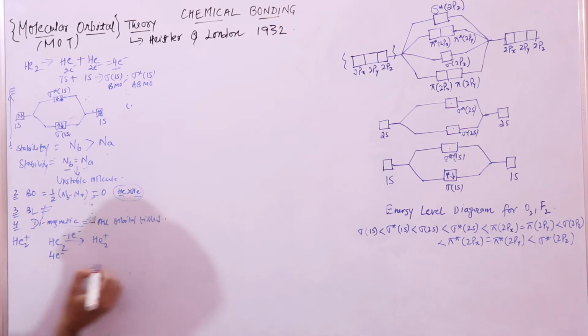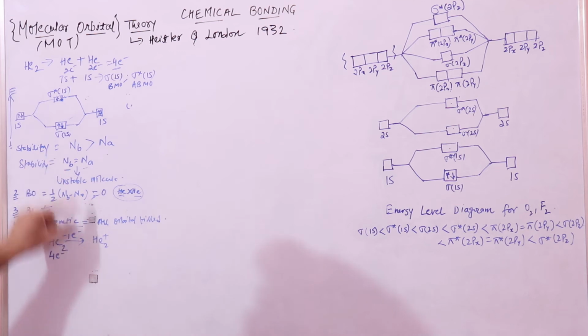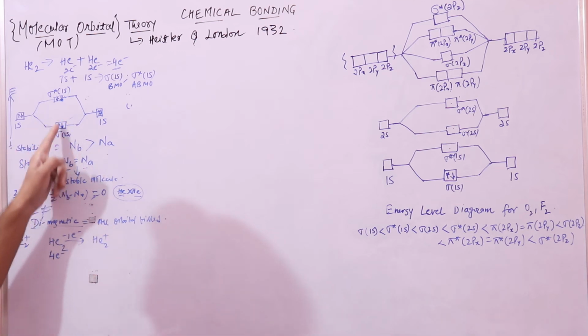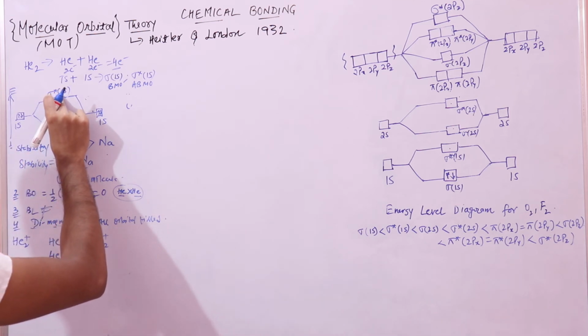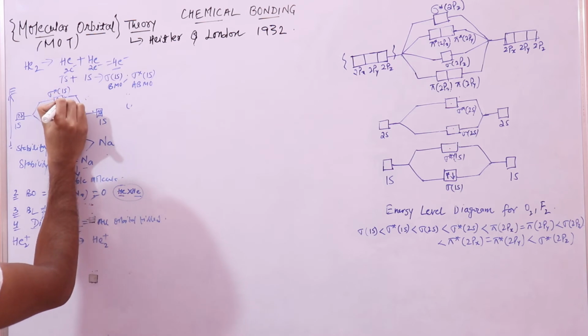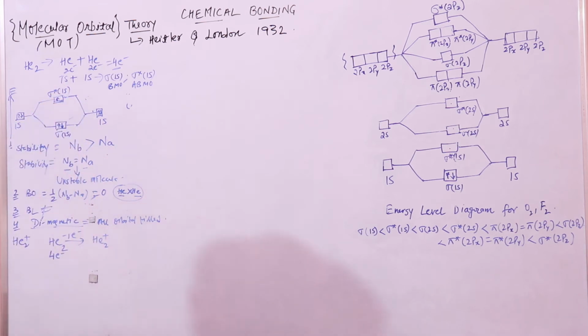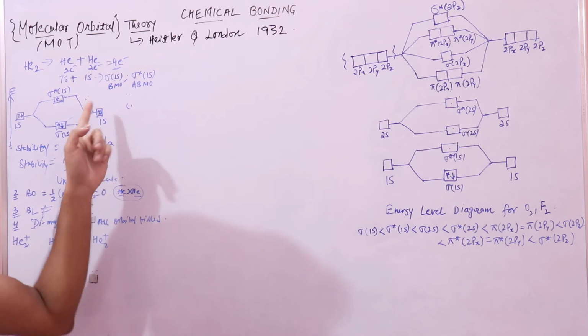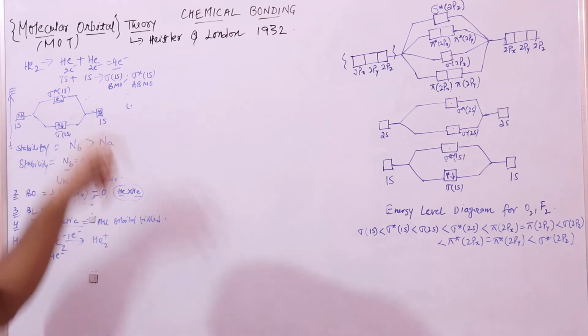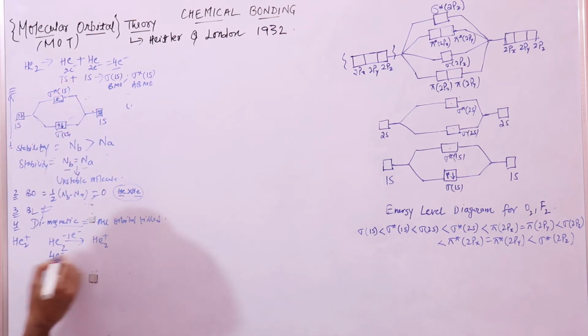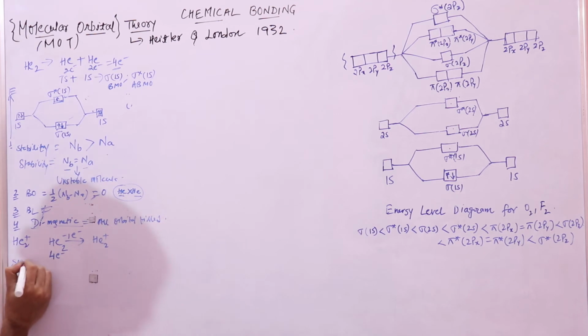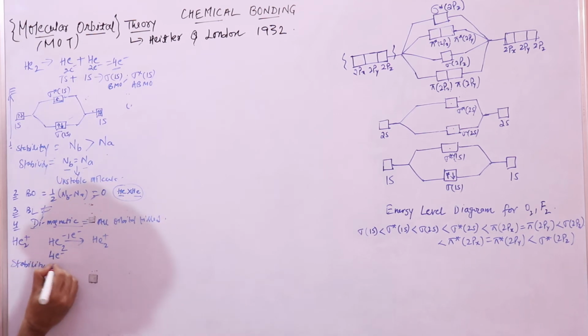Stability. What about its stability? If you draw the energy level diagram, 2 electrons you will fill up here. Now here you have 1 electron in the anti-bonding molecular orbital. Because this has higher energy, the electron can be easily removed from this higher energy orbital. So as far as stability goes, this is Nb.